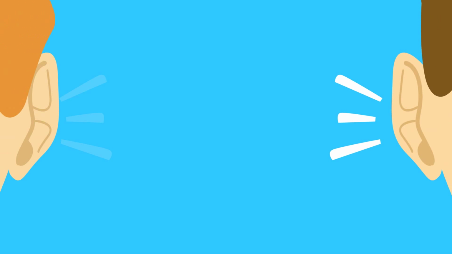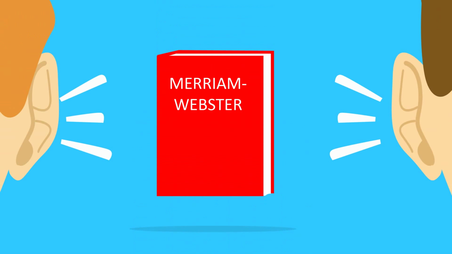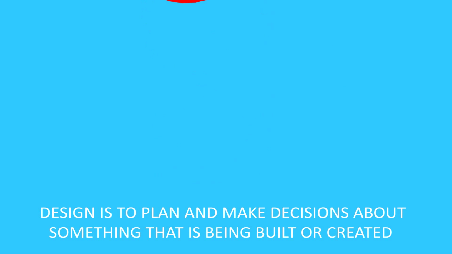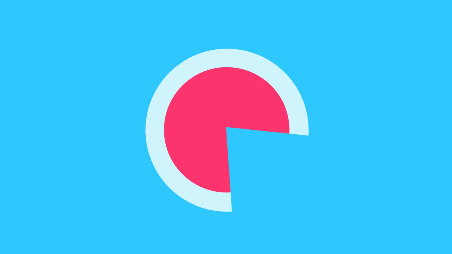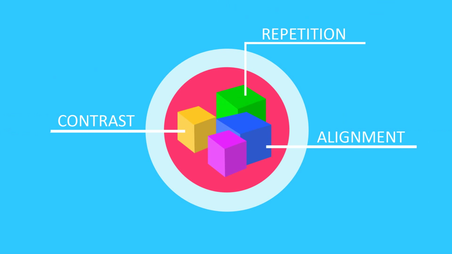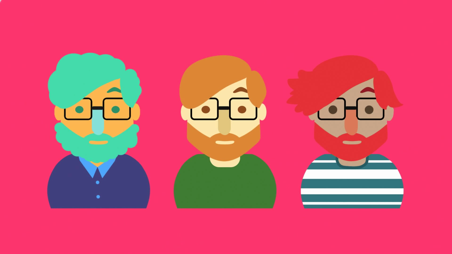We have all heard the word design before, but what exactly is it? According to Merriam-Webster's dictionary, design is to plan and make decisions about something that is being built or created. But design is so much more than the blueprints and production sheets. Design is a mixture of many elements including the basic principles and building blocks like contrast, repetition, alignment, and proximity, not to mention your own personal creativity that you bring to the project.